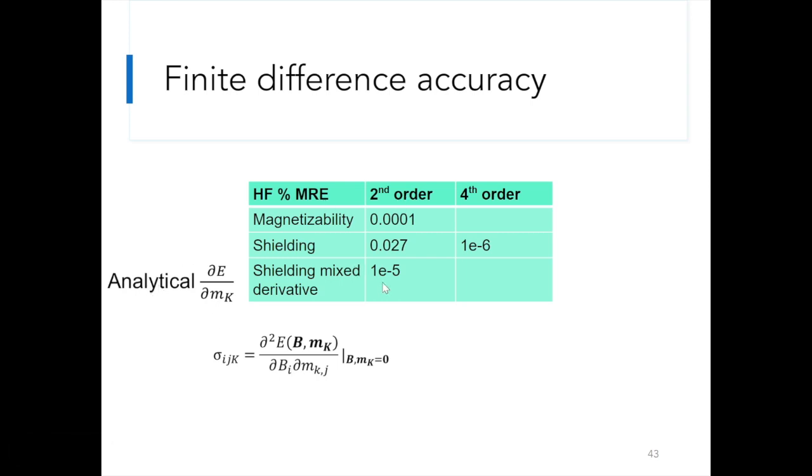This led to a really vast improvement in the numerical accuracy, right? There's a 10⁻⁵ percentage error just doing a second-order finite difference. So this will be quite promising going forward. This also reduces the number of single point calculations needed.